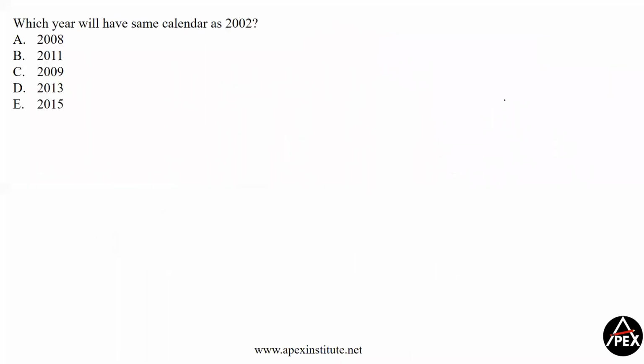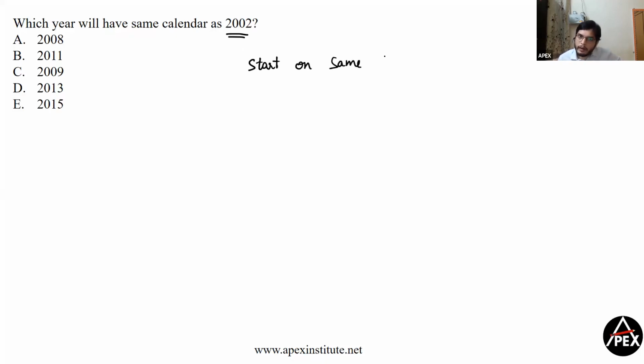Now coming to this question, I'm leaving this as homework because this also uses the same logic. When can you say both years have the same calendar year? They should start on the same day. And do we have any other criteria? Same number of days, or the same type of year. Here 2002 is a non-leap year. So the next year also should be a non-leap year, isn't it? It should be the same type of year.